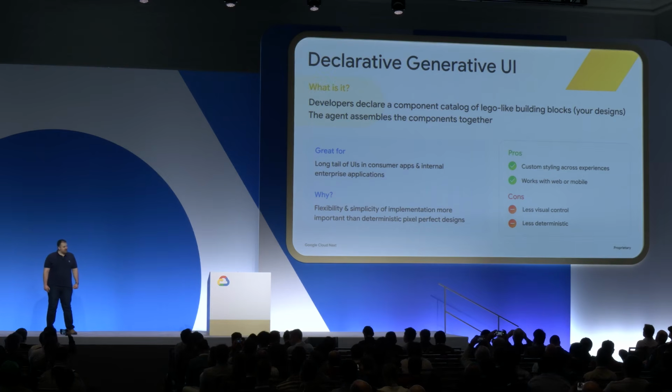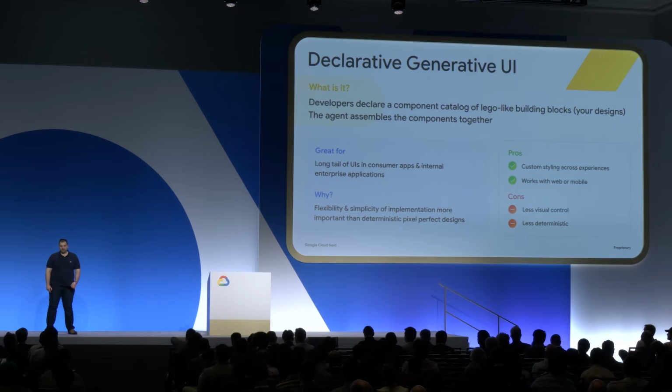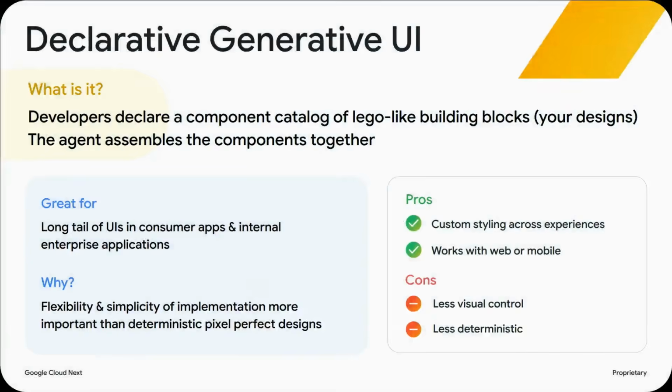And with declarative generative UI, you're giving up some pixel-perfect perfection. You define the components, but every component has to be an assembly of these pre-built building blocks. And you're giving up some determinism because the agent is assembling these components together typically. But what you get in return is very broad support for different user queries with a one-time definition of a component catalog. And this profile of trade-offs makes it a really great choice for the long tail of user-facing surfaces in consumer applications, and also for internal enterprise applications where the efficiency of the implementation is really important.